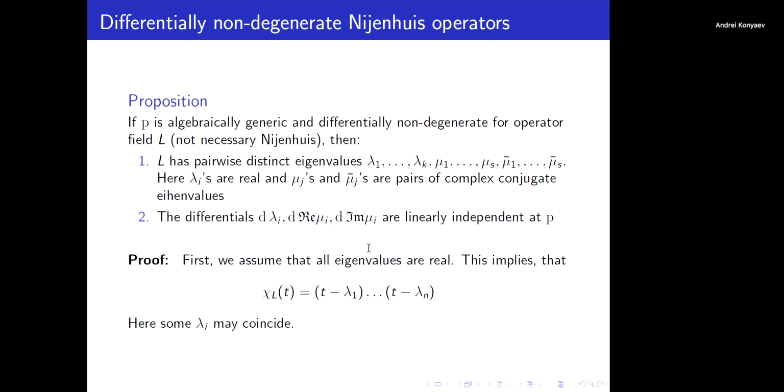So we assume that all eigenvalues are real. We have a characteristic polynomial like this, because here we use that P is algebraically generic. It means that you have this number of eigenvalues and their multiplicities coincide. Some of these eigenvalues can coincide. We do not know that. If they don't, we'll see that they don't.